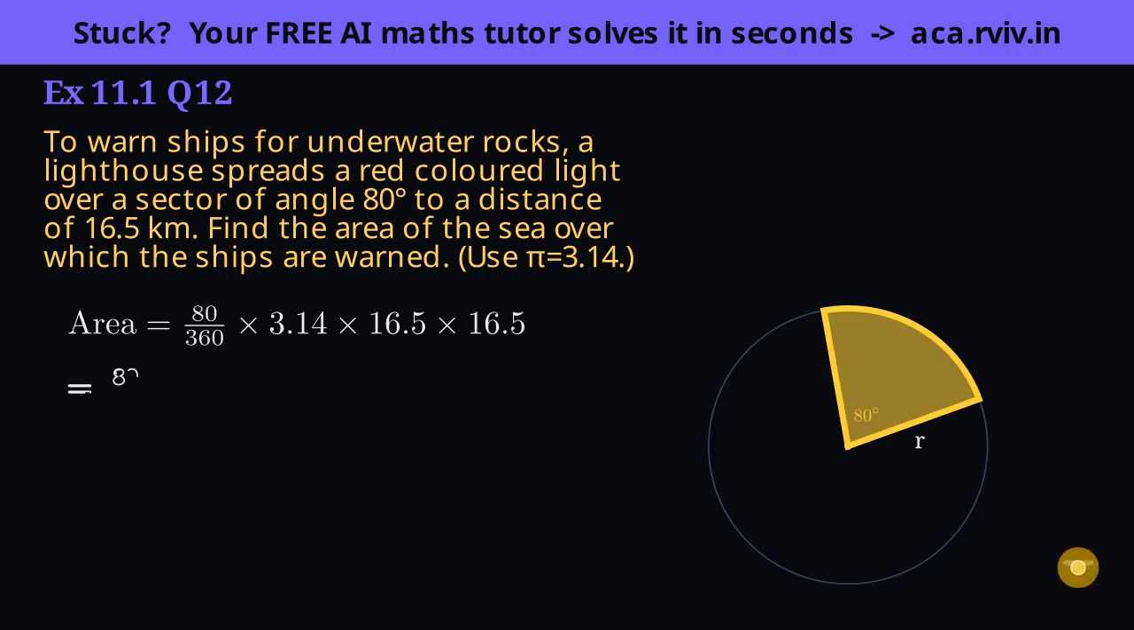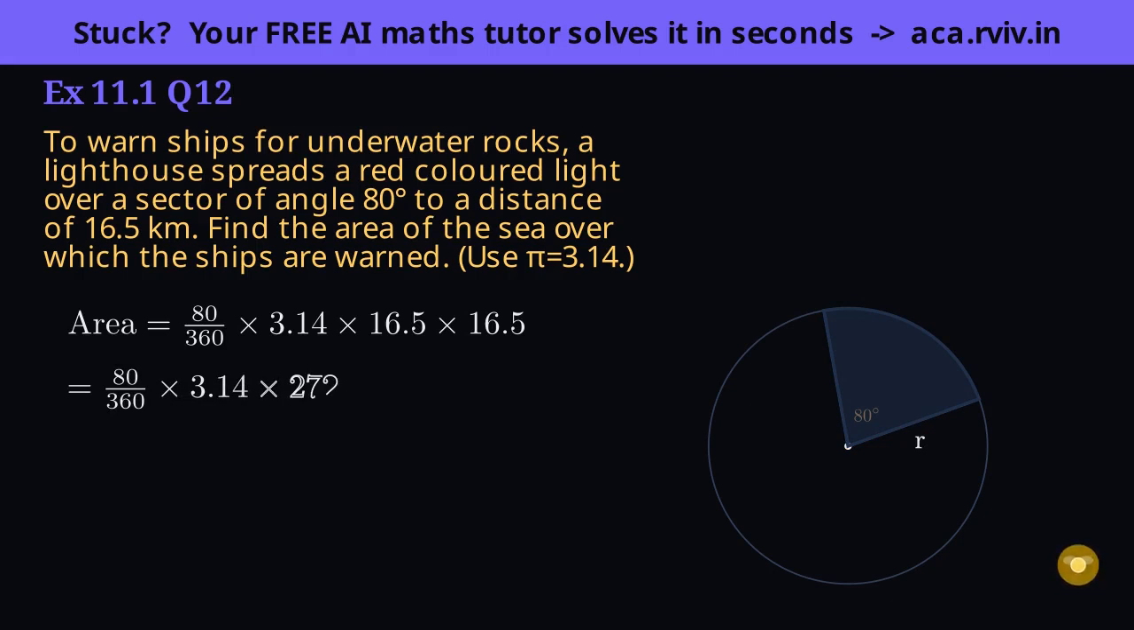Handle the r squared. 16.5 squared is 272.25. Take your time with the decimal here. Squaring a 0.5 value is where slips happen. Now simplify the fraction. 80 over 360 both divide by 40, giving 2 over 9. Always reduce before the big multiply.